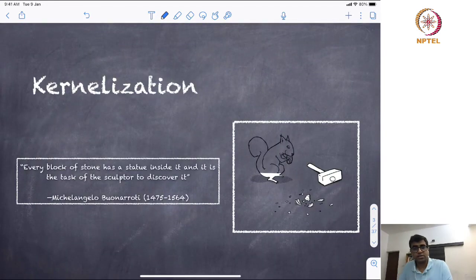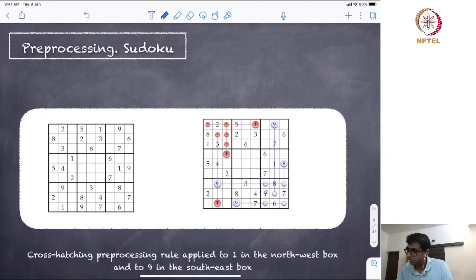So what is kernelization? Philosophically you can think of it this way: every block of stone has a statue inside it, and it is the task of the sculptor to discover it. So there's a big problem, but not every aspect of the problem is hard. It's just our job to get rid of all the easy things and get to the hard nut or the difficult problem. So with that philosophical quote, let's just get started.